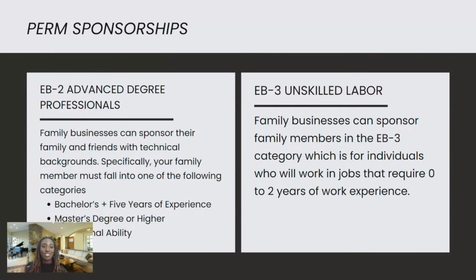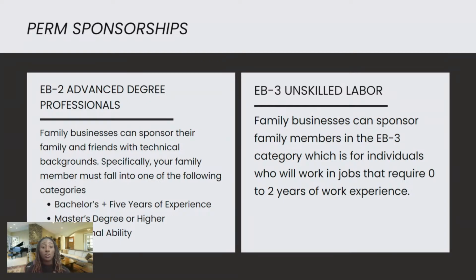So PERM sponsorships, there's two big categories that most families and just businesses look into, and that's the EB2 and the EB3. The EB2 is for advanced degree professionals. And if you've attended any of our other webinars, we've had a webinar on EB2 NIW. EB2 national interest waiver is another form of the EB2. The big difference between the two is that the national interest waiver is for those who are working in a field of national importance. Therefore, they don't need an employer and they don't need a job offer.